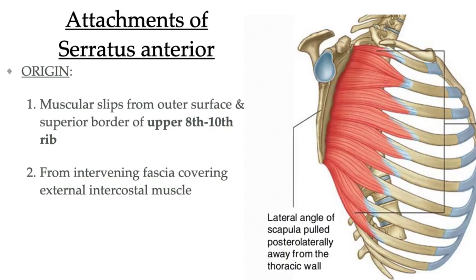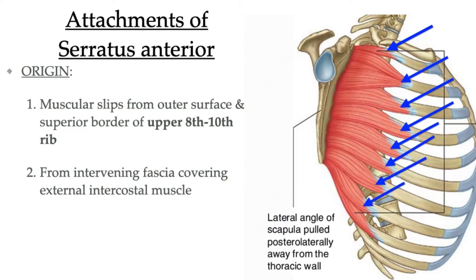The next muscle is serratus anterior. This muscle takes origin from the outer surface and superior border of the upper eight ribs and the intervening fascia covering the external intercostal muscle. This can be well understood by seeing the illustration on the right side. You can see that these are the digitations in the form of which the muscle takes origin from the upper eight ribs, exactly from the outer surface and superior border of the upper eight ribs.